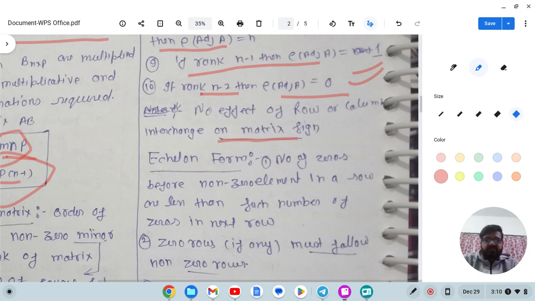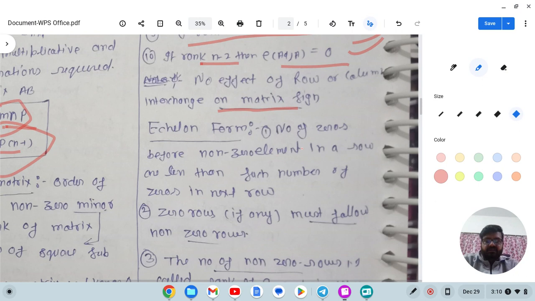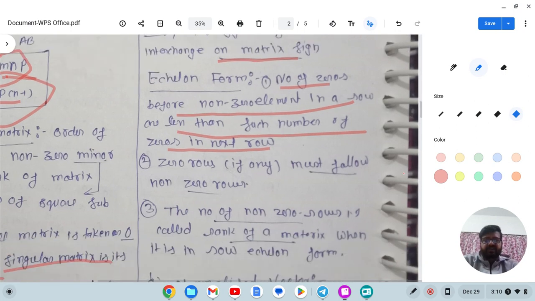Echelon form. The number of zeros before the non-zero element in a row is less than such number of zeros in the next row. So the number of zeros will be increasing as we go down the rows, one row, second row, third row. A zero row, if any, must follow the non-zero rows. If there is a zero row, where all elements are zero, then it will follow a non-zero row, meaning we will keep this row at the last.